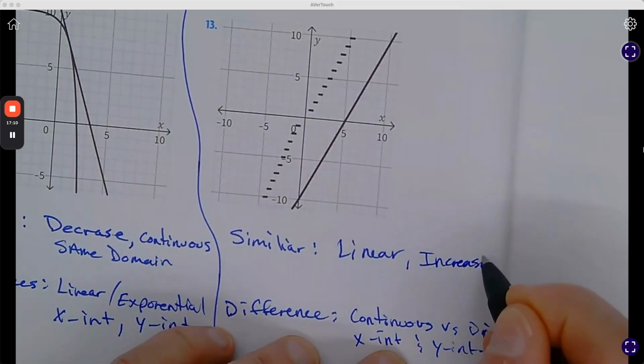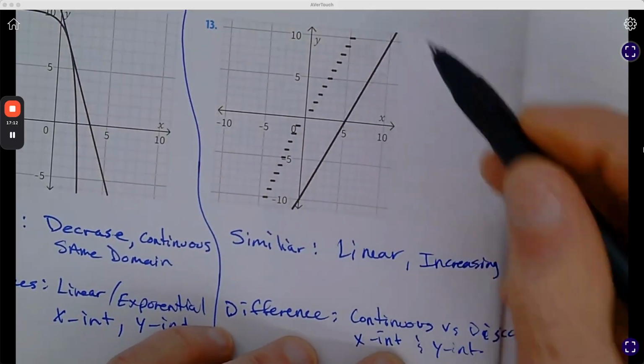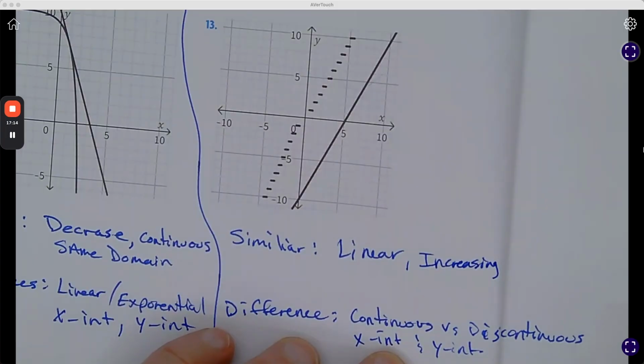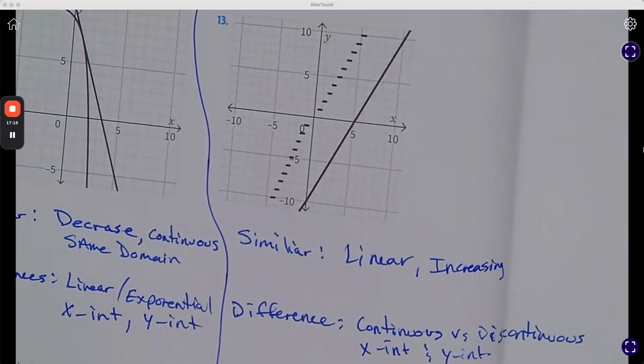Sorry, I had to look at that for a minute. Notice how they're going up from left to right. Okay, I think that's pretty good. All right, let's talk about the next ones.